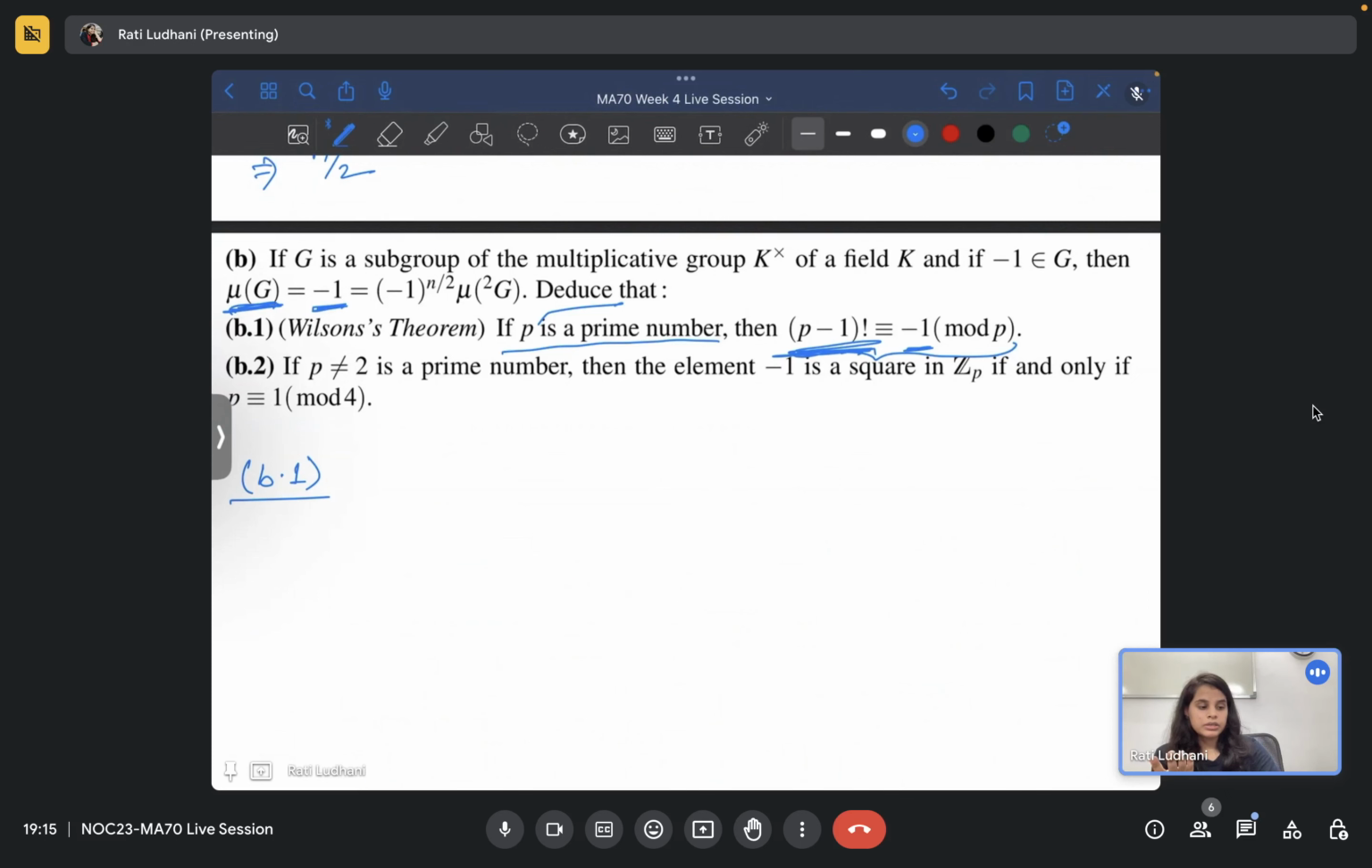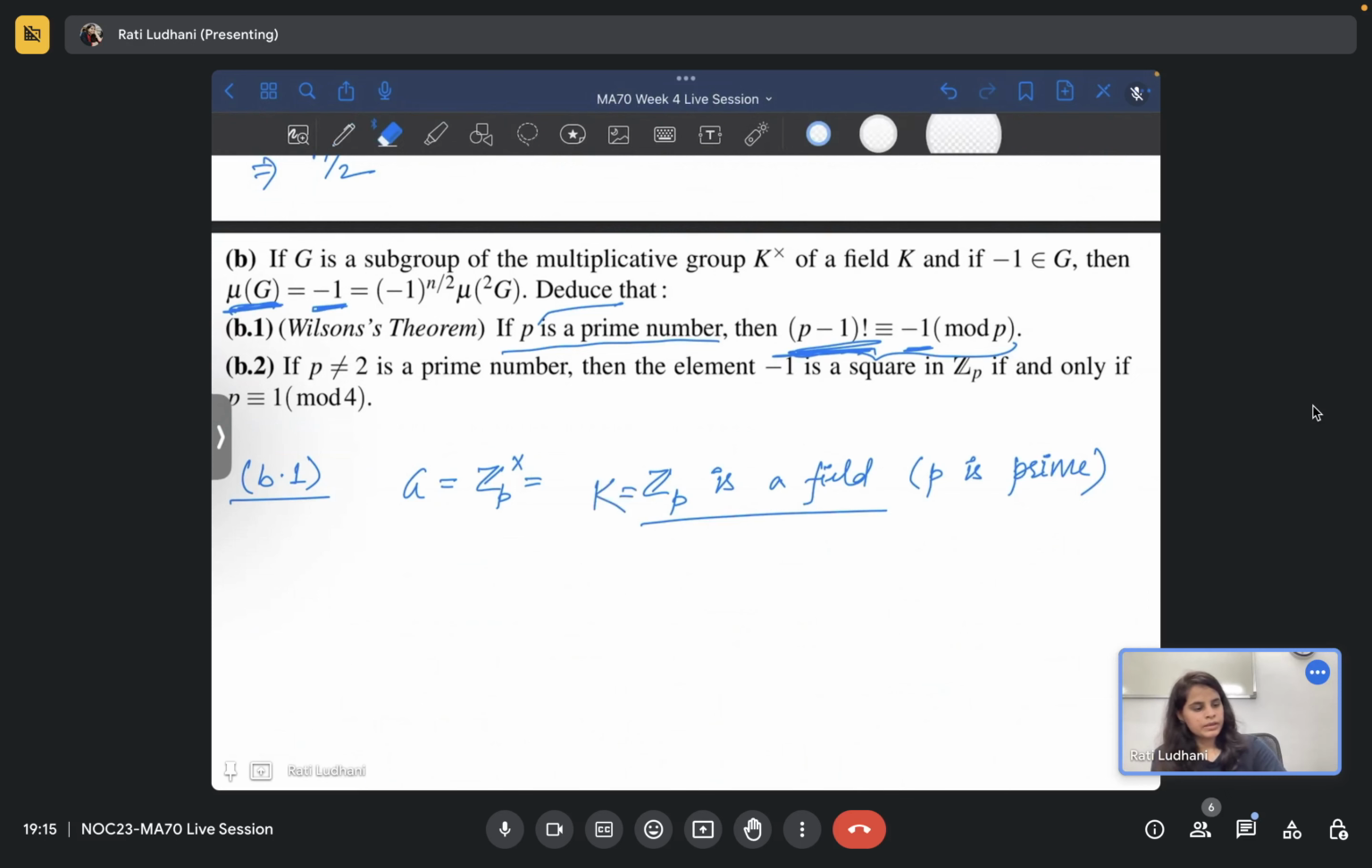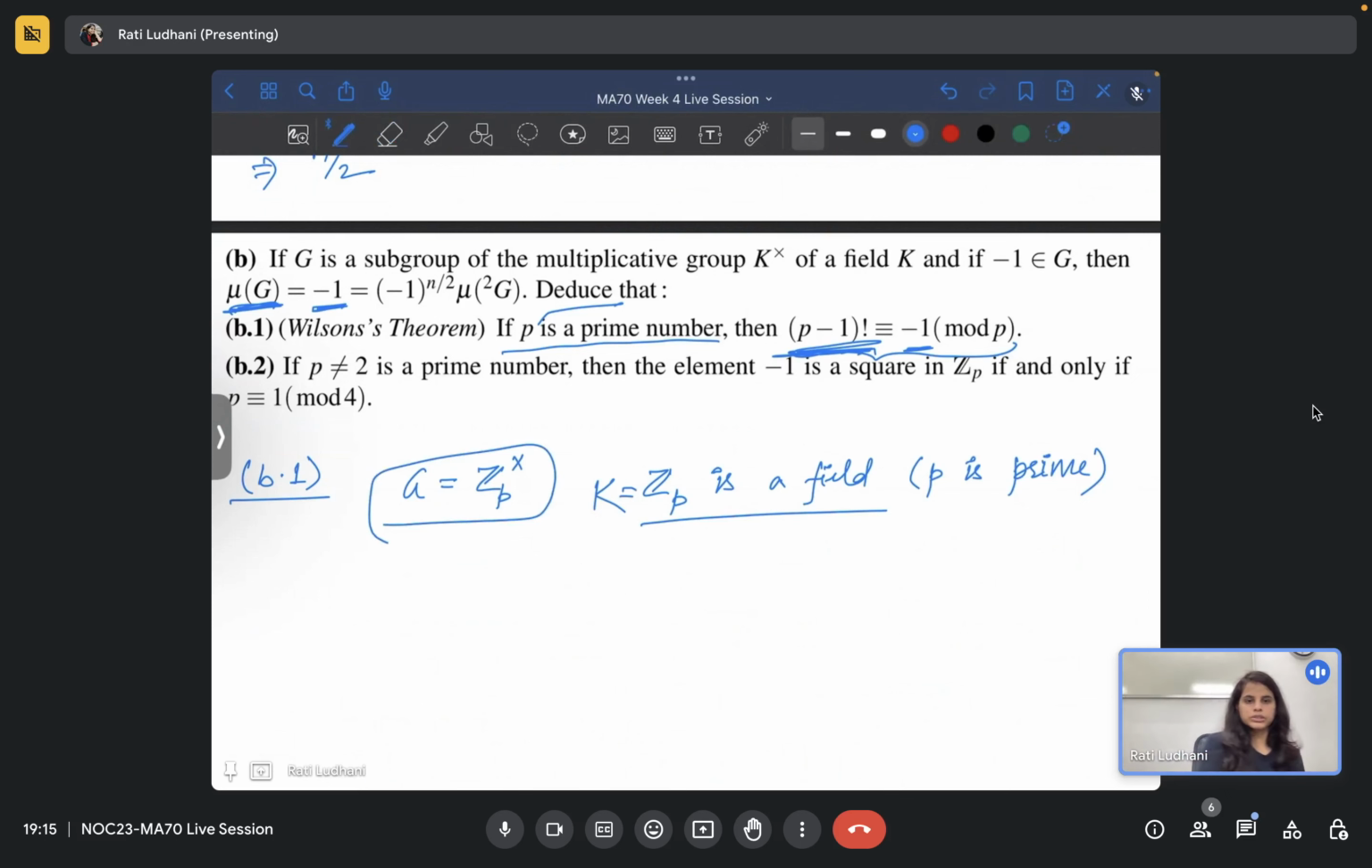So what we are thinking, if we take G to be Zp cross, then we know that Zp is a field, since p is prime, because p is given to be prime. So Zp is a field. So we can take, just think of this to be K. So we have taken G to be the whole K cross, right? So this is the whole K cross.